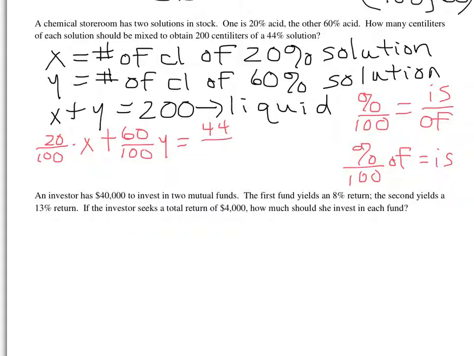So 44% of how much liquid there is. How much liquid is there in the final resulting mixture? 200 centiliters. That gives us our second equation. We can change this to 20 over 100 is 0.20x plus 0.60y equals, what is 44 over 100 times 200? That is 88.